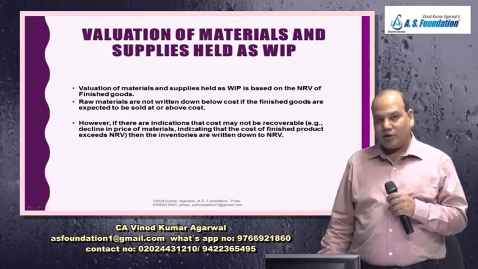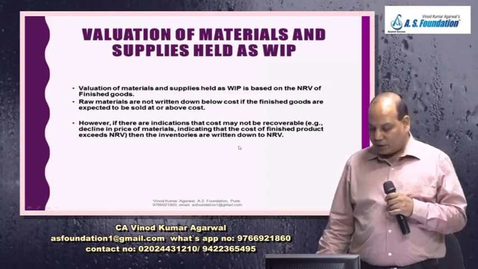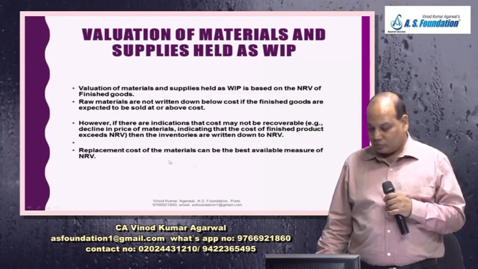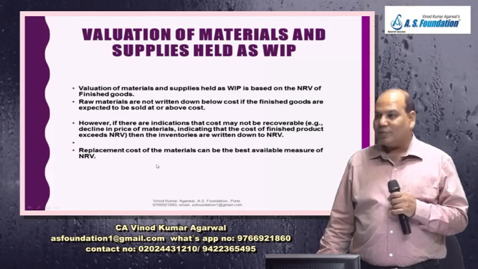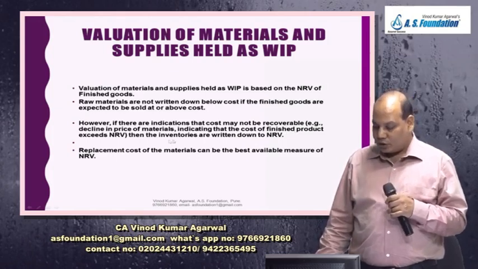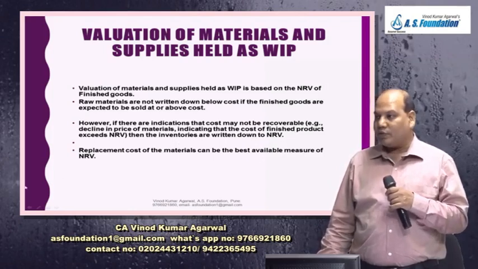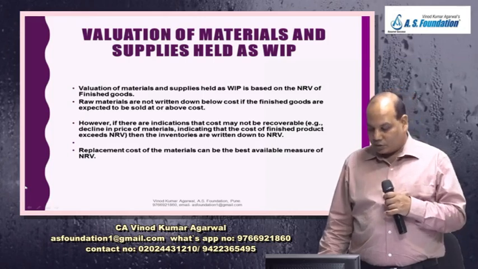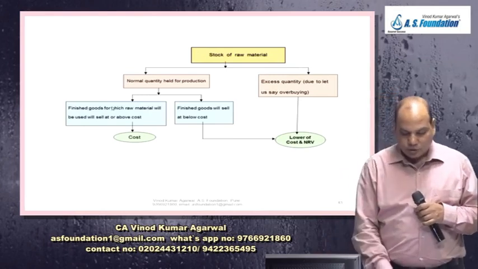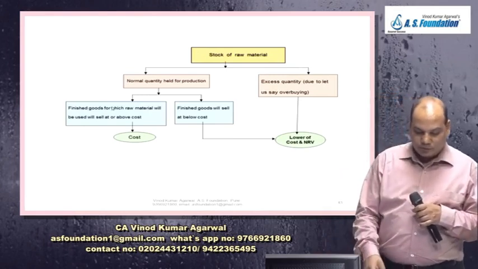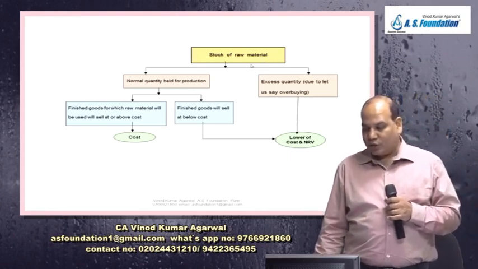In case of raw material, instead of using the term realizable value, we will use the word replacement cost. Why? Raw material is not sold usually. Raw material is bought. Therefore, in case of raw material, the replacement cost will be the best available measure of NRV. Now we are going to discuss in the form of this flow chart, which I have drawn in your book. Question number 10, first you note homework. Question 10 homework. Now, stock of raw material.